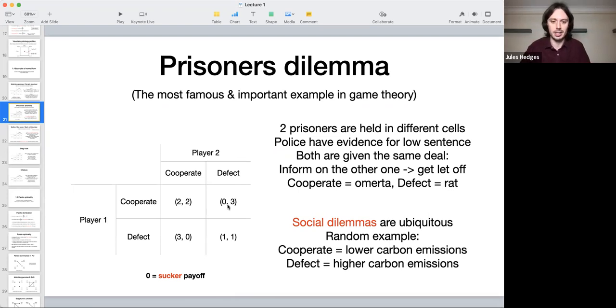And correspondingly the other way around. If both of them stay silent, then they get a very short sentence. So this is less good than being let off. And if both of them rat on each other, then they get a longer sentence, but not as long as if they'd stayed silent.